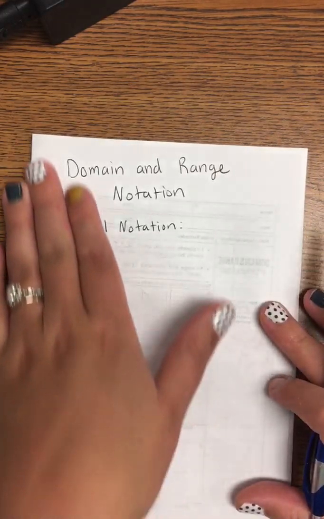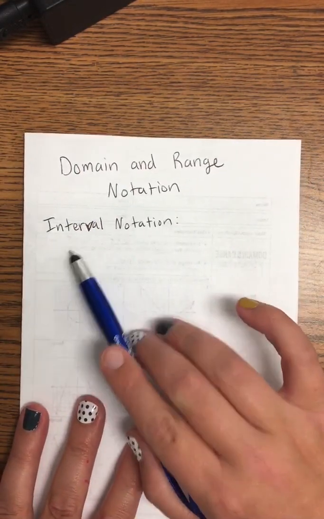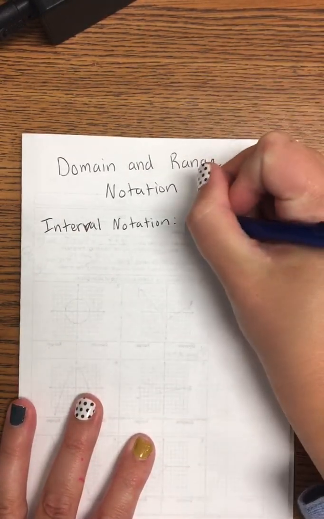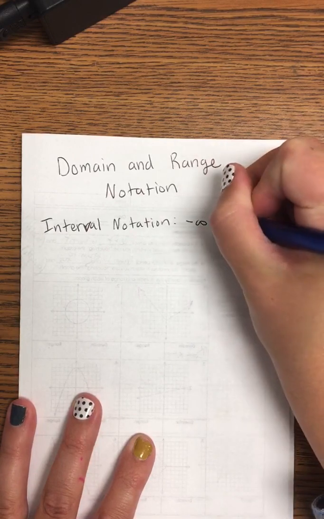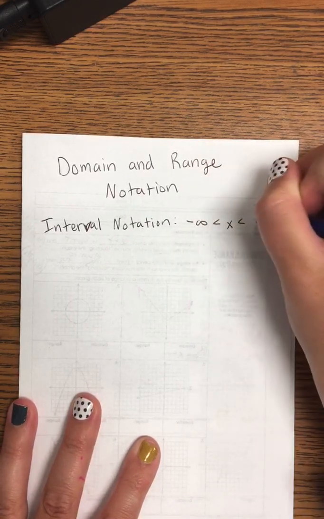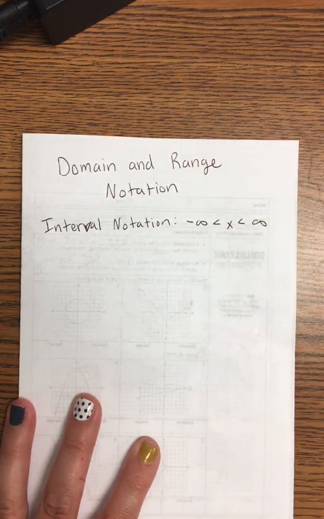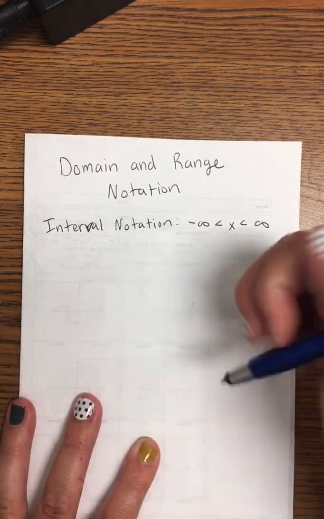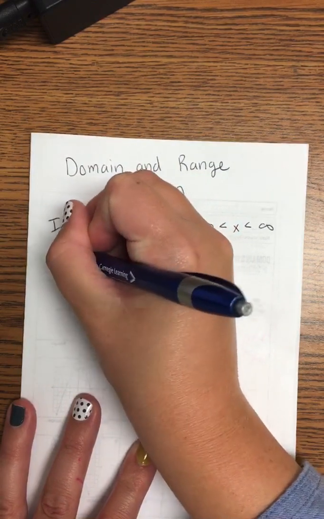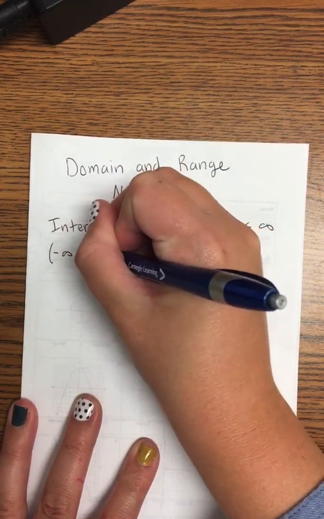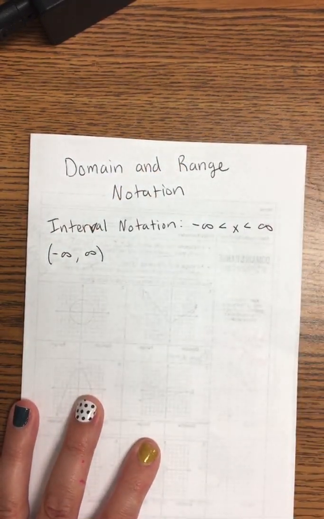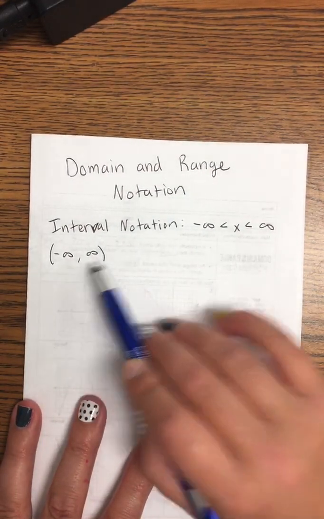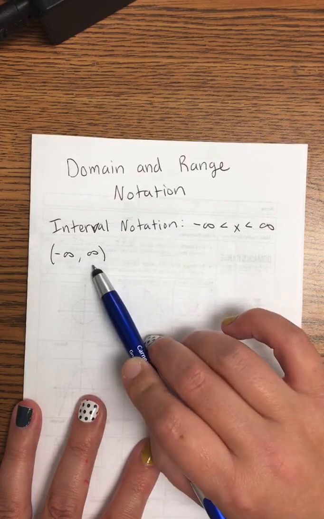Okay, so domain and range notation. We're going to start with interval notation. So on that other side, we had negative infinity is less than x is less than positive infinity. Now, if we wrote this in interval notation, it would look like this. Negative infinity to infinity. So it's written like an ordered pair, but these mean the same thing.